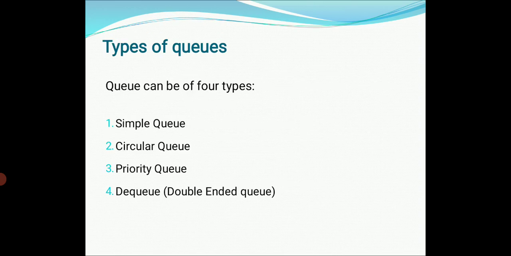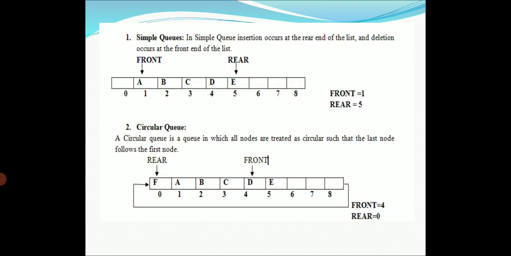So these are the types of queues. The types can be classified into four types. One is the simple queue, the second is the circular queue, the third is the priority queue, and the last one is the DQ, which is also called a double-ended queue. First, let me explain the first type, simple queues. So what do you mean by simple queue?